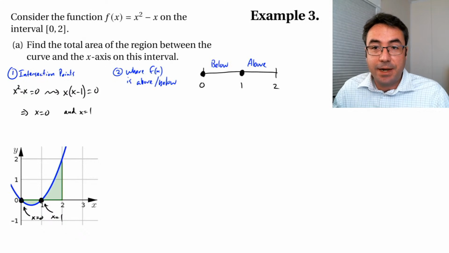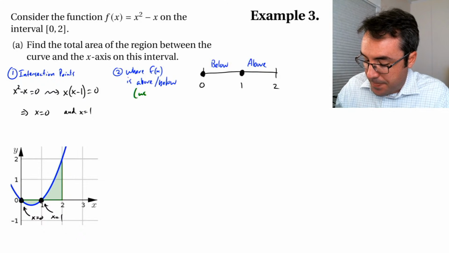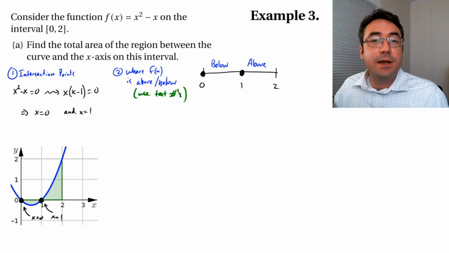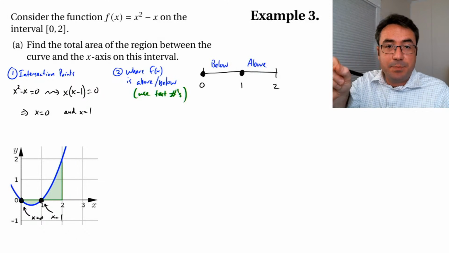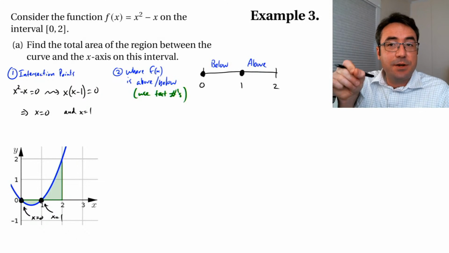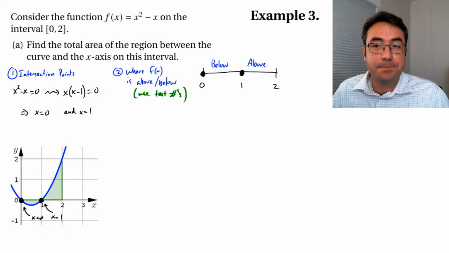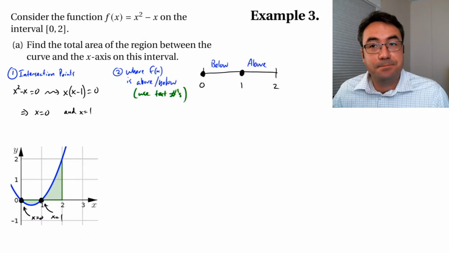If we didn't have the graph, what we could do instead is just use test numbers. Sort of like what we were doing with our sign charts for increasing, decreasing, and concave up, concave down, same idea. Pick a test number that's inside each of those intervals, plug it in, and see if you get a positive or a negative value. If it's negative, you're below, and if it's positive, you're above.